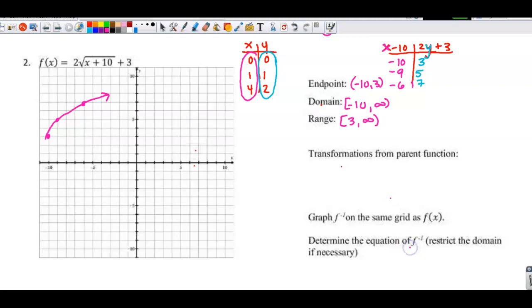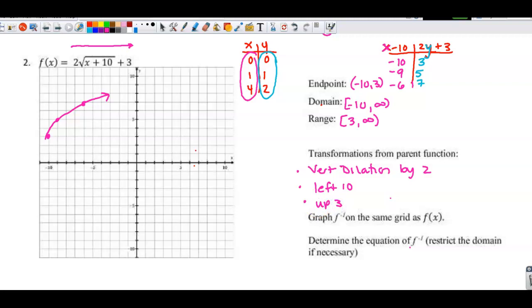The transformations, when we write transformations, we go left to right. So I have a vertical dilation by 2. That's the first thing. Then I have that plus 10, so that's going to be left 10, and then I'm going up 3.